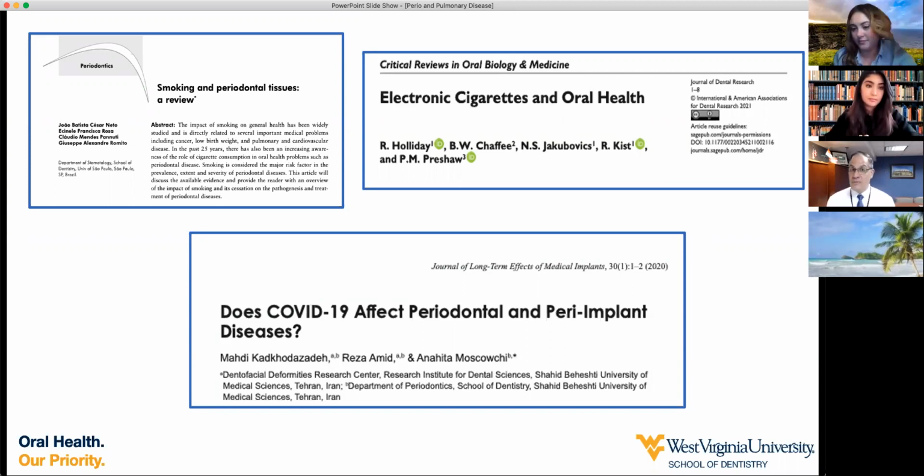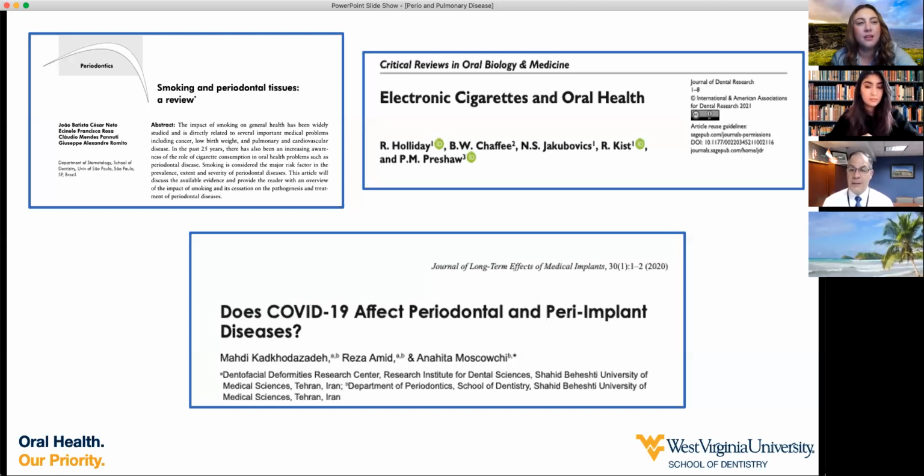The emergence of e-cigarettes and vaping. There's a lot of research right now on its role in oral health, so we could drill down into that a little bit. And then there has been some emerging evidence around COVID-19 and its effects on the periodontal tissues, as well as, for those patients who have dental implants, the effect on the hard and soft tissue of these implants.